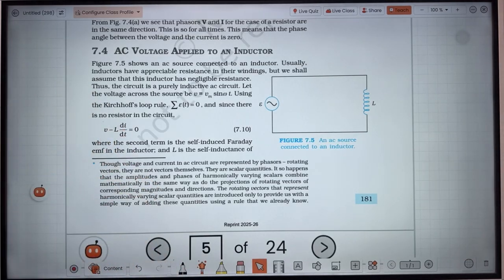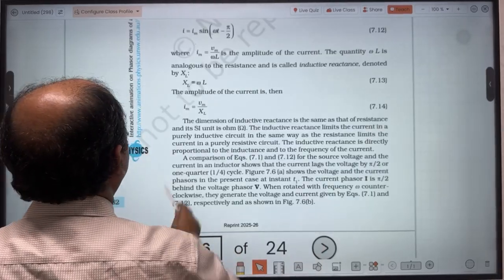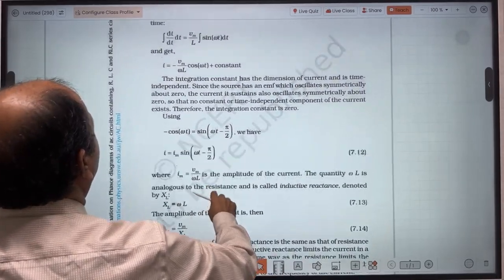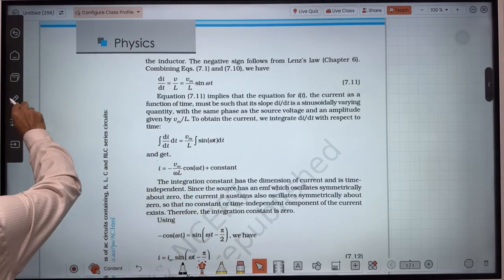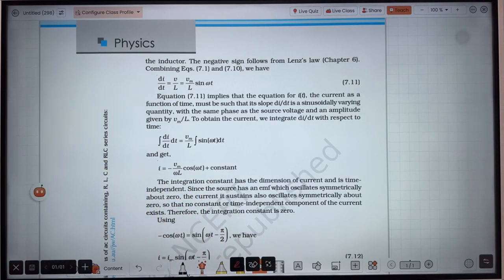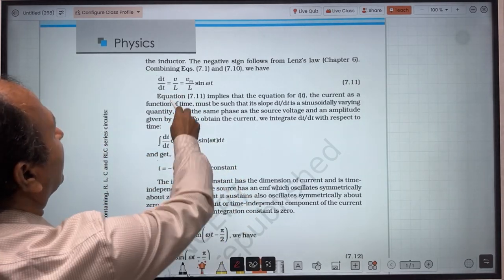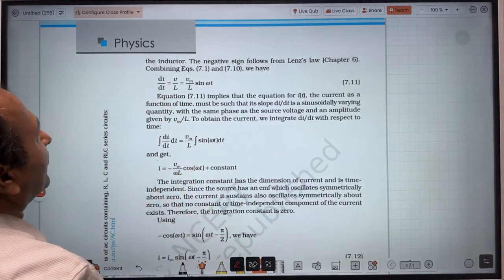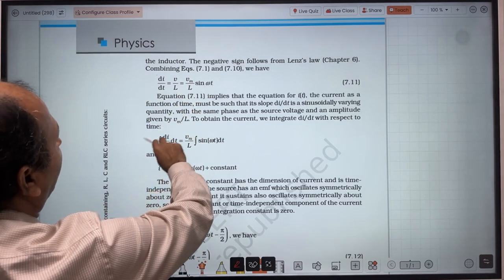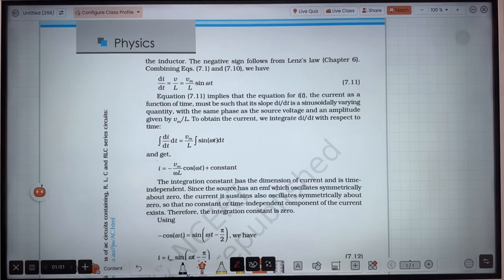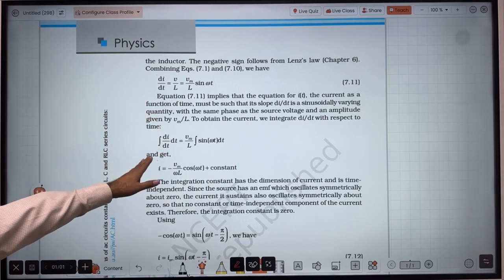So we write V minus L di by dt equal to 0, and then we further proceed. Here one important result we are going to derive. So di by dt will be equal to V upon L, or V is Vm sine omega t divided by L, right? And then we can integrate it to get I.